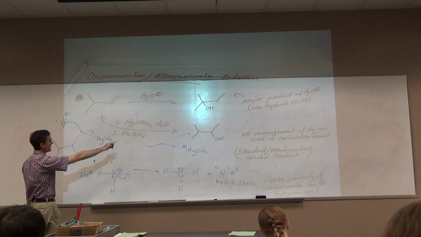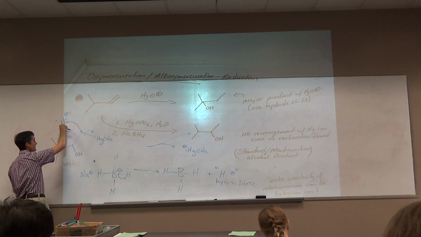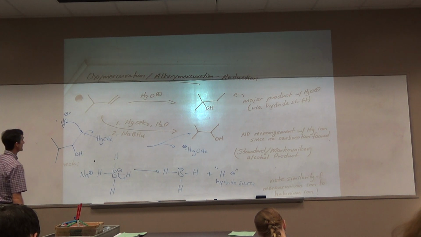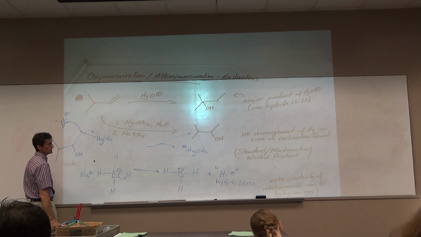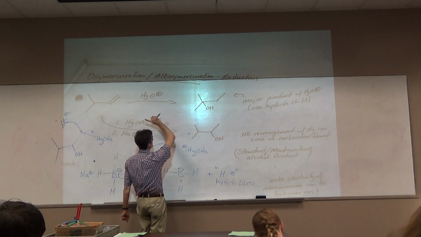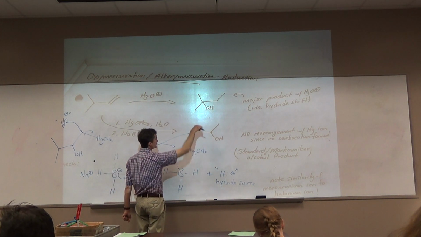In terms of our organic product, we're done. We added this H. Anytime you add H's, that's typically known as a reduction in organic chemistry. If you remove H's, that's known as an oxidation. Sodium borohydride adds H's. Sodium borohydride is called a reducing agent. Here's our product. Oxymercuration followed by reduction with sodium borohydride.